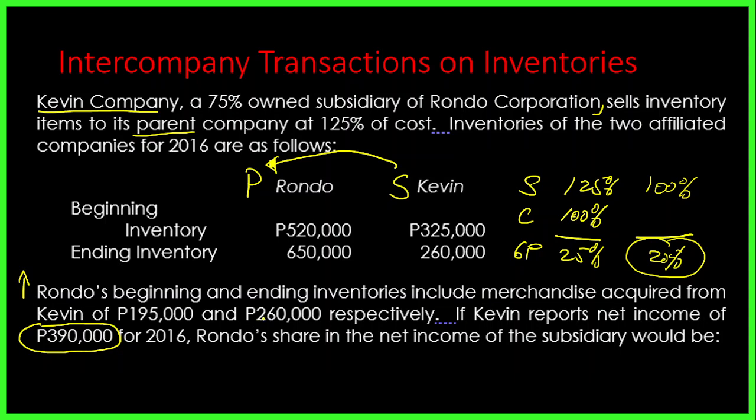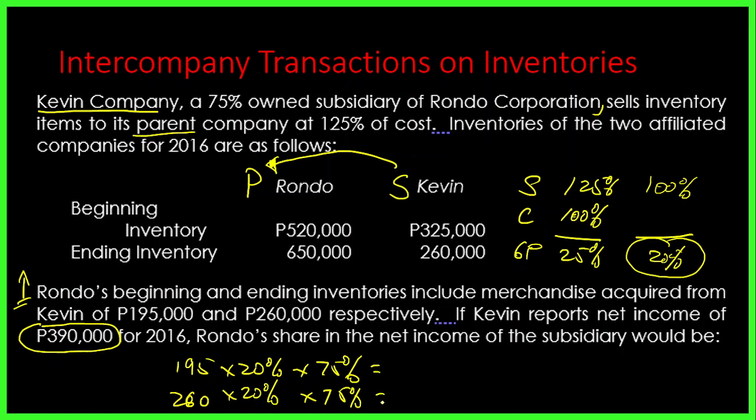So, ano po yung unrealized natin? It will be the ending inventory, 260 times 20%. What about your realized? That will be 125 times 20%. But then this is upstream sales, so we still have to multiply that by 75%. So let's try to do that, no? 125 times 20% times 75%, and then you have 260, this is now the ending inventory times 20% times 75%.